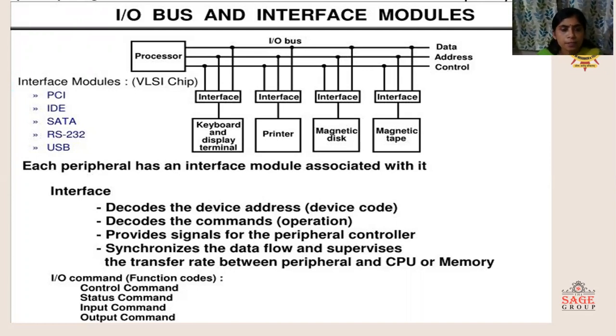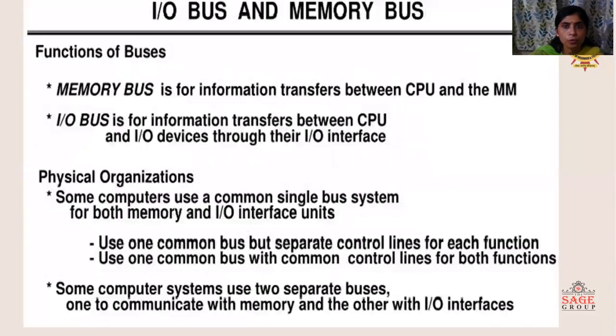Decoding the device address, then decoding the commands, providing signals for the peripheral controller, and synchronization of the data flow, and supervising the data transfer rate between peripheral and internal storage, for example CPU and memory. These are the different functions of interface modules. And function codes or input output commands are control command, status command, input command, and output command. This is all about the input output bus and interface modules.